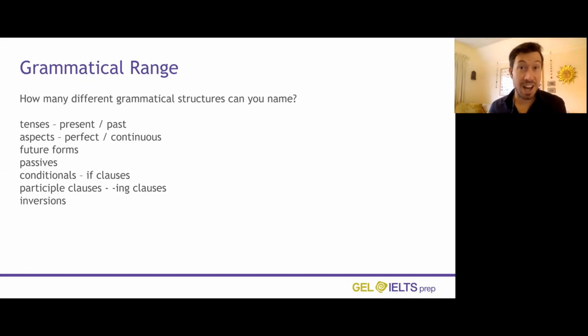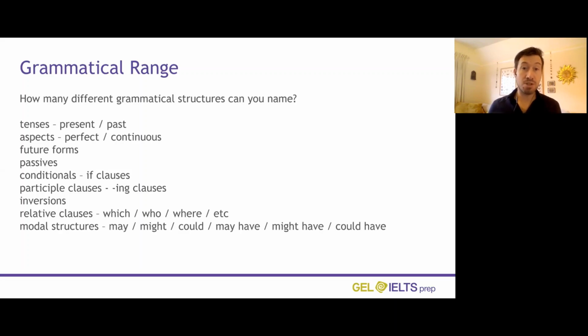Now, these are quite high-level structures, inversions, but if you know them and you're familiar with them, you can use them in your speaking to get higher marks. Relative clauses, like we saw with which, who, where, when, those types of things. And modal structures with like may, might, could, or may have, might have, could have. And you could have some emphatic structures or cleft sentences.